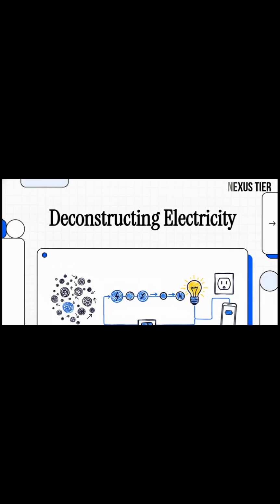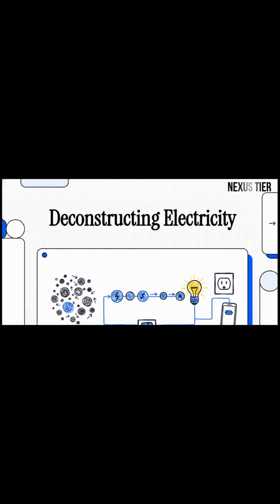All right, welcome to this explainer. Today, we're going on a seriously fascinating journey. We're going to completely deconstruct current electricity. We'll trace its path from this chaotic, microscopic dance of individual particles all the way up to the predictable macroscopic behaviors that literally power our modern world.